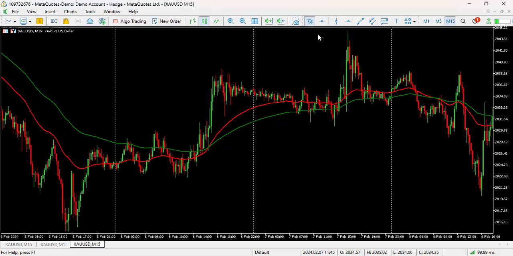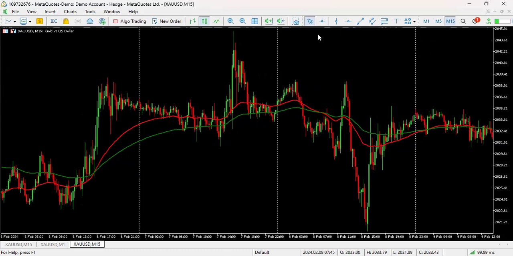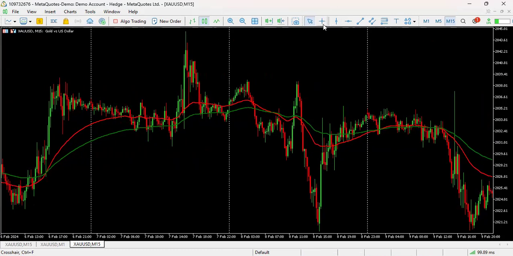Capital is 150. Day 6. We got moving average cross with the pullback here.